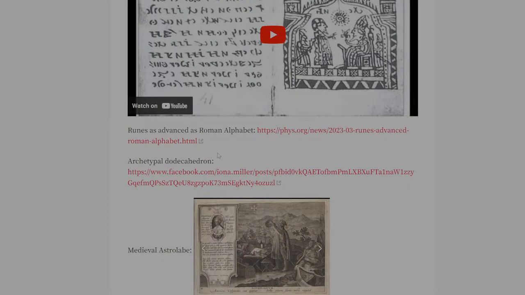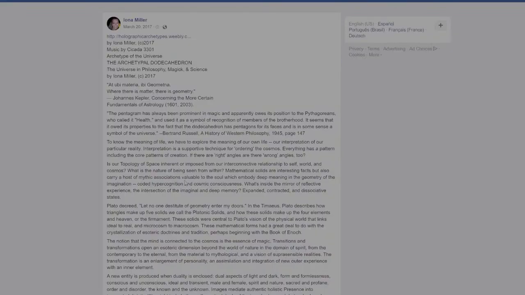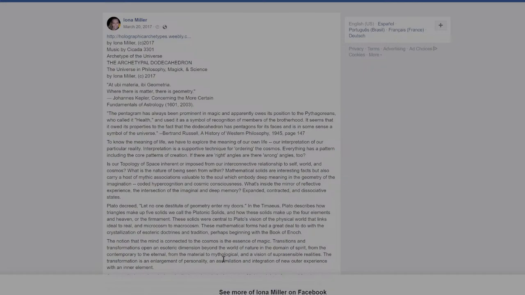So if you take a look here, there's an interesting post by Ayanna Miller on the archetypal dodecahedron. The pentagram has always been prominent in magic and apparently owes its position to the Pythagoreans, who called it health and used it as a symbol of recognition of members of the brotherhood. It seems that it owed its properties to the fact that the dodecahedron has pentagons for its faces, and in some sense a symbol of the universe. Bertrand Russell, A History of Western Philosophy.